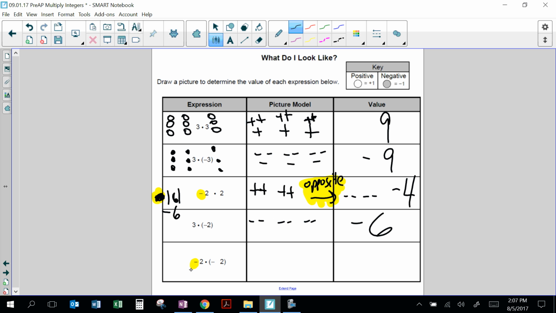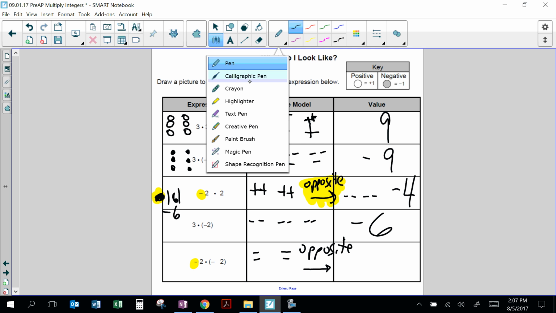Next one. Negative 2 times negative 2. Opposite. What's the opposite of 2 groups of negative 2? First group of negative 2, second group. So two groups of negative 2, opposite. Let me highlight that.